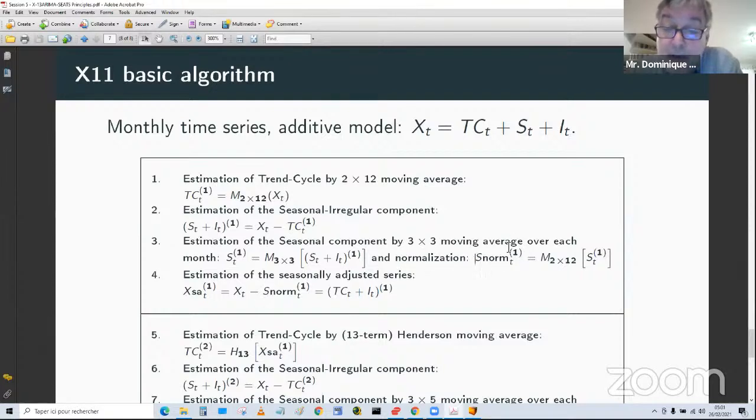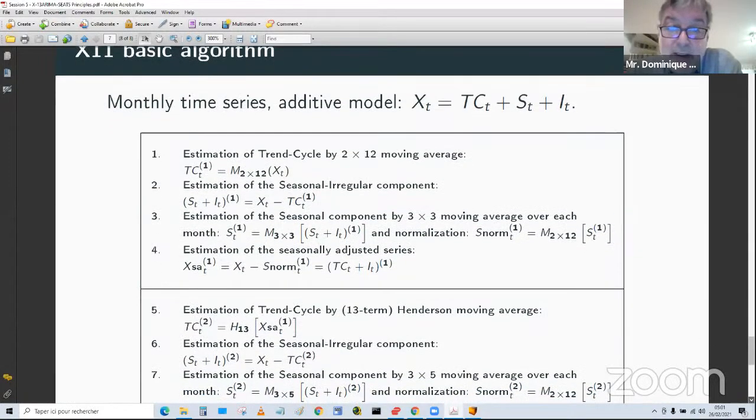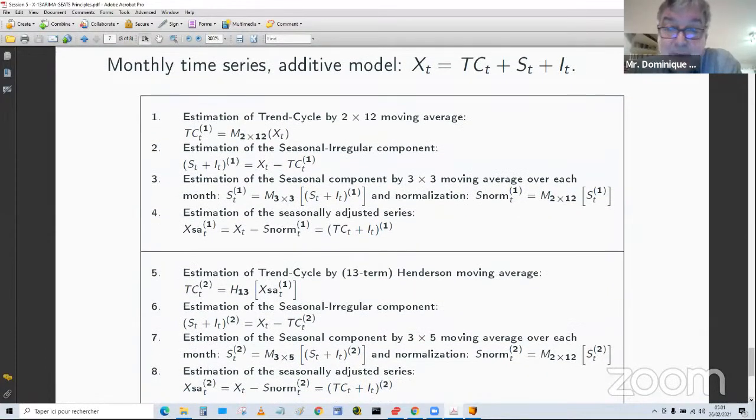And so, because I have my first estimate of this part, I can remove it and get a first estimation of a seasonally adjusted series. Okay, this is what we did yesterday with Excel. But what X11 is going to do now is a bit different. So I have my first estimate. The consequence of this first estimate is that in this seasonally adjusted series, I have less seasonality.